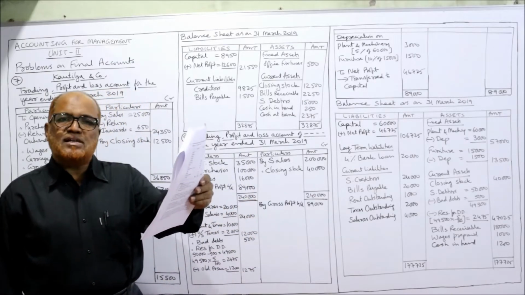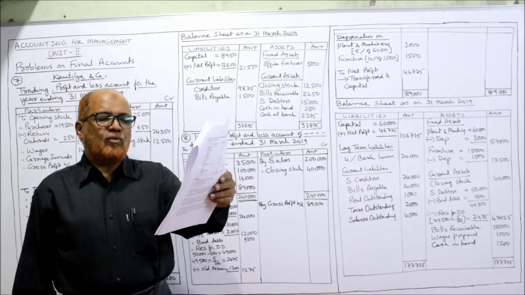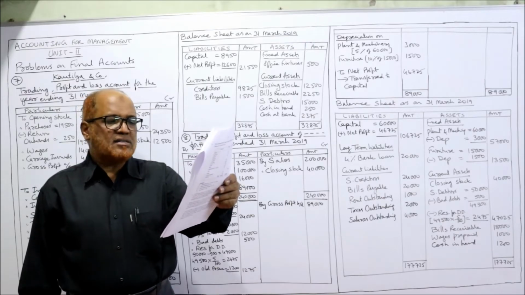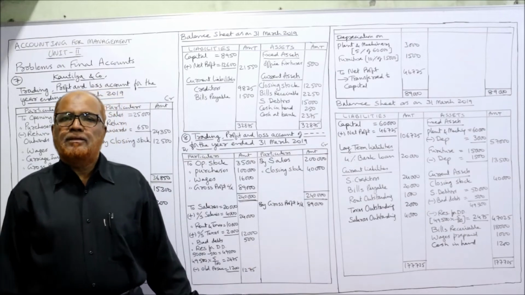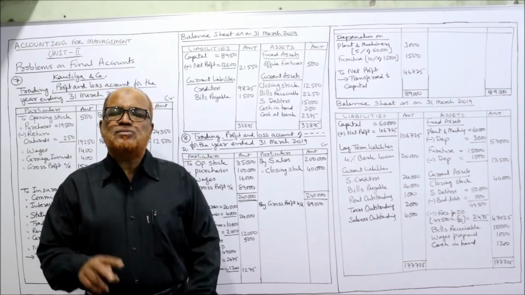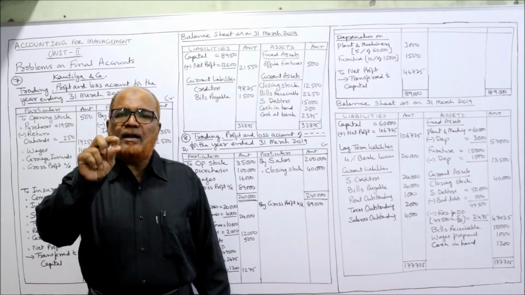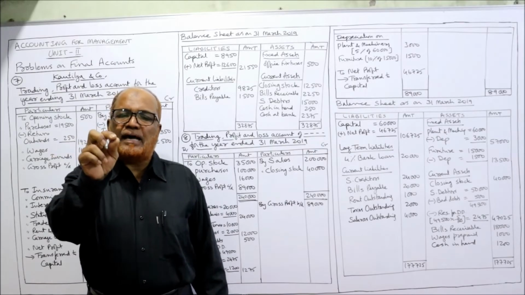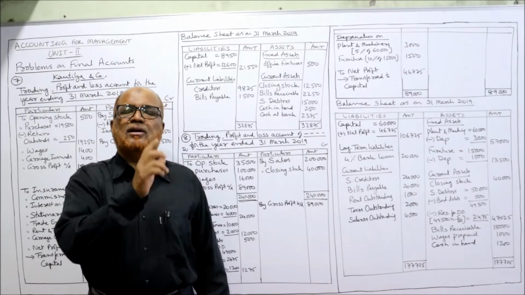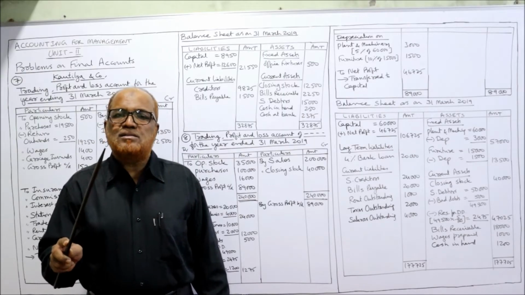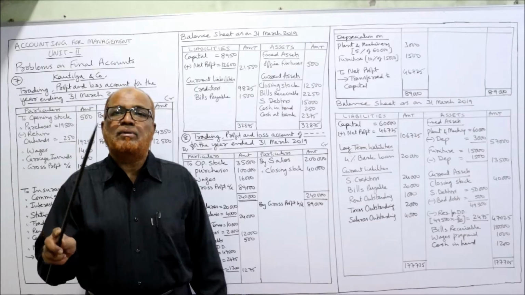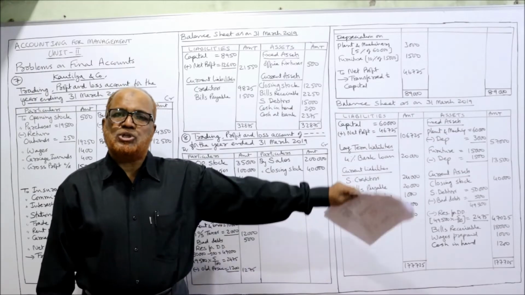The first adjustment says create a reserve for doubtful debts at 5% on sundry debtors and write off 500 rupees as bad debts. So first of all, this adjustment will appear twice. Bad debts 500 will directly be taken on the debit side of the P&L account, and again this 500 bad debts will be deducted from debtors in the balance sheet.